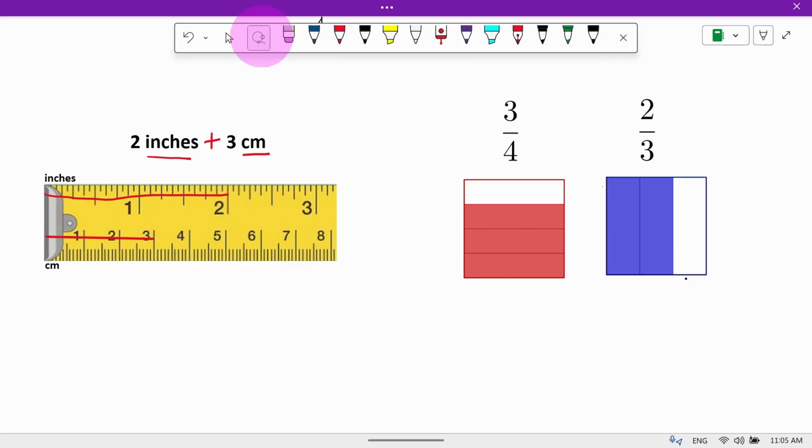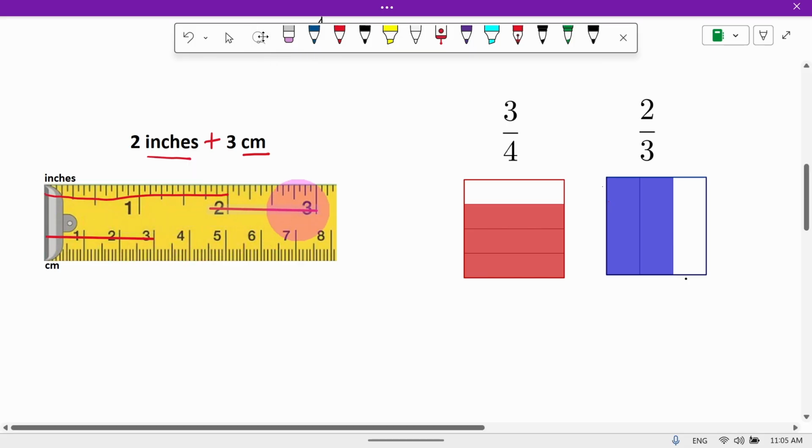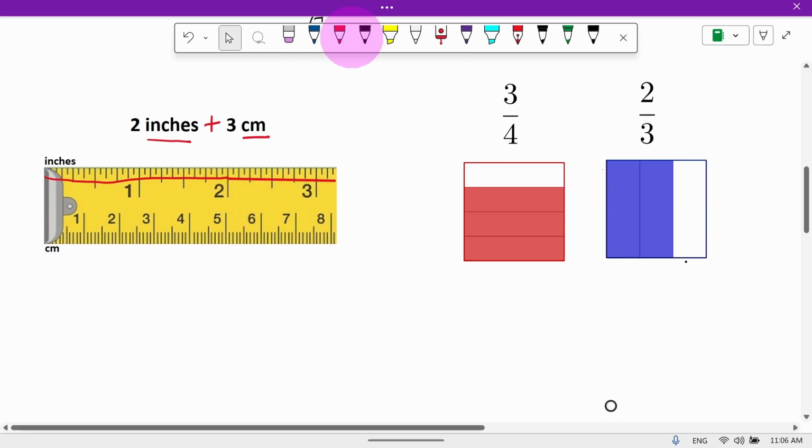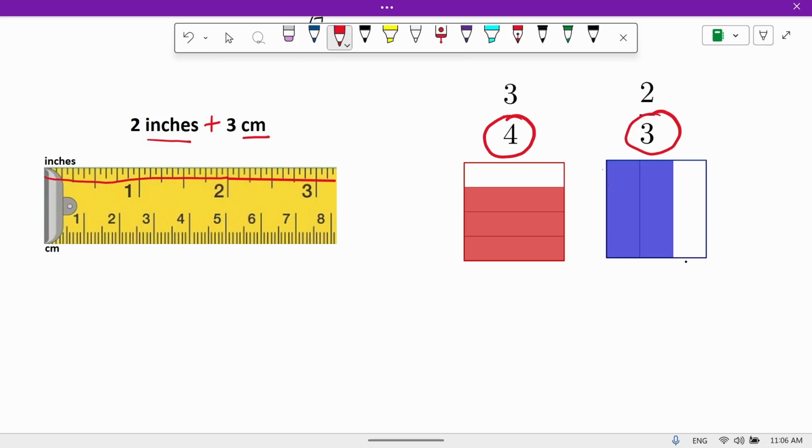So now we'll transform the centimeters to inches, and we can see that, well, 2 inches plus 3 centimeters is approximately 3¼ inches. Now, the same applies for fractions with different denominators. We have to find a common denominator.